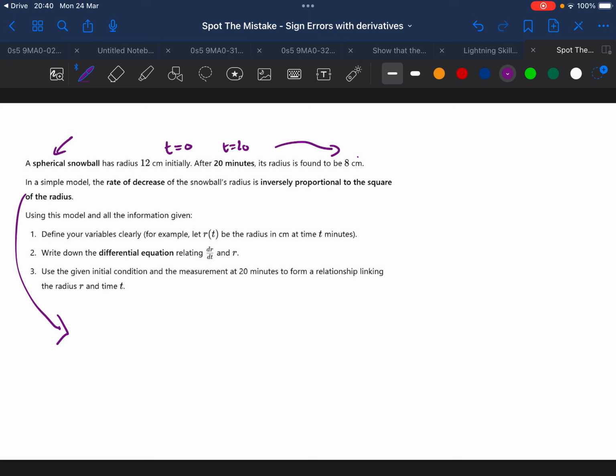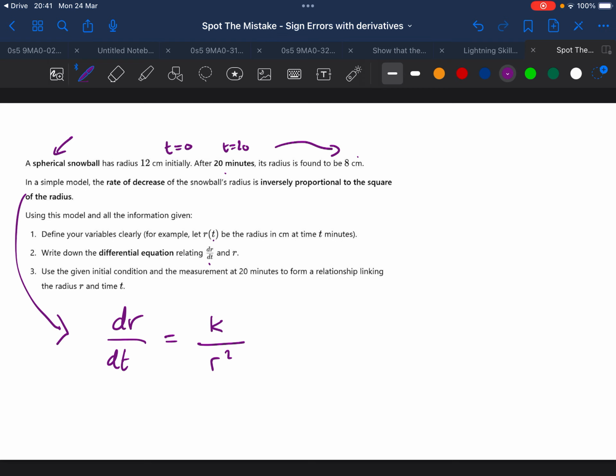Right, so the rate of decrease of what? Of the radius. If it's not obvious, the denominator is usually time. You can see here they're actually being incredibly generous to us. Okay, so dr dt is inversely proportional to the square of the radius. So there we go. So where's my mistake?